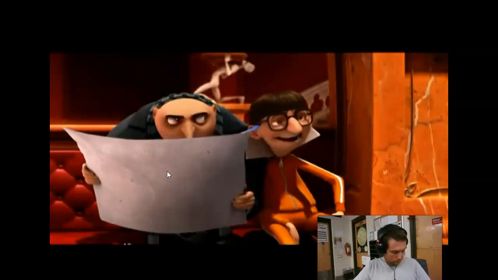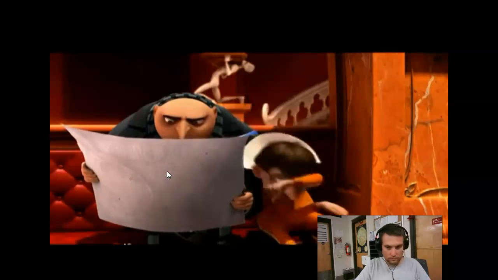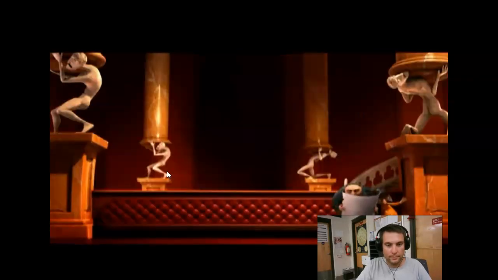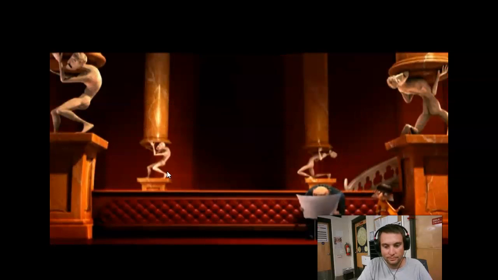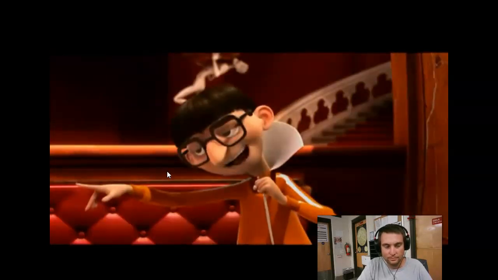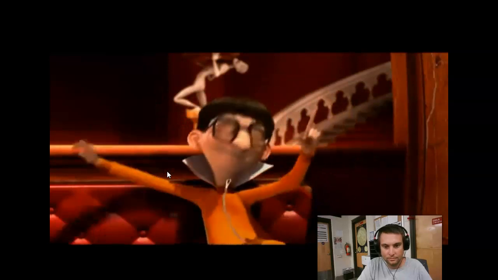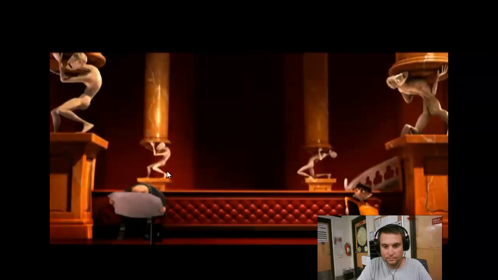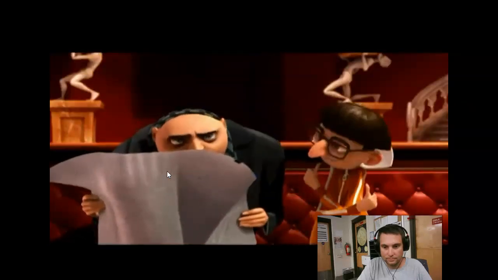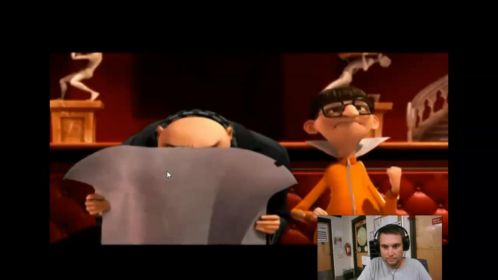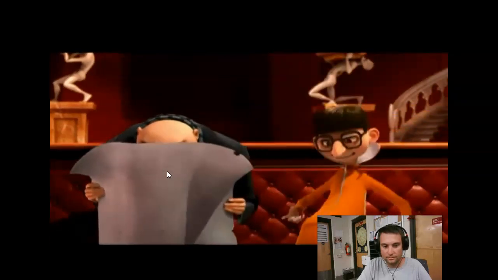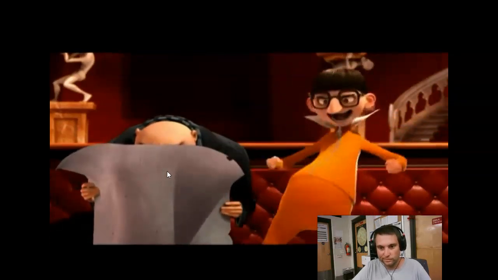I'm applying for a new villain loan. Go by the name of Vector. It's a mathematical term, a quantity represented by an arrow with both direction and magnitude. Vector! That's me, because I'm committing crimes with both direction and magnitude. Oh yeah!